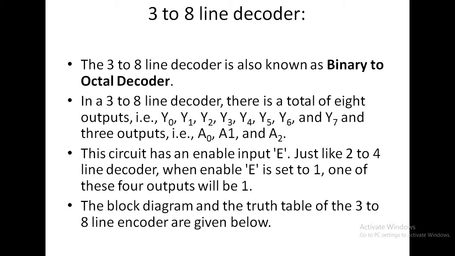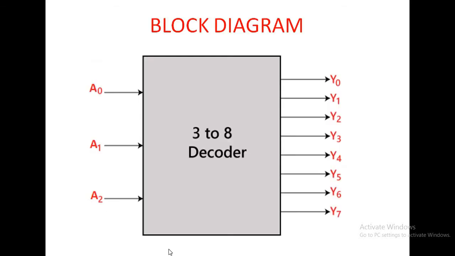This circuit has one enable line input E, just like the 2 to 4 line decoder. When enable line E is set to 1, one of these 8 outputs will be 1. Okay? If the enable line is active, the decoder will work. If the enable line is deactivated, the decoder does not work properly, or you can say that the decoder is not working. Okay. So this is the block diagram of the 3 to 8 line decoder. A0, A1 and A2 are my input lines and these are my output lines.